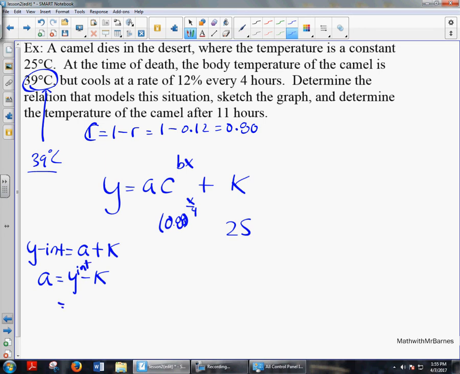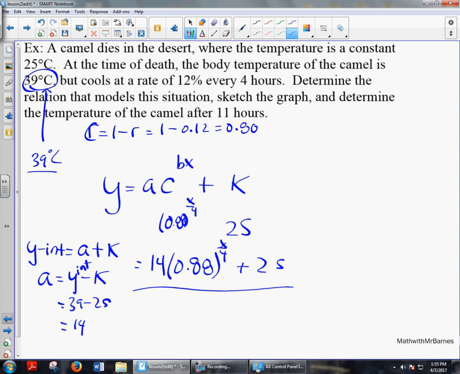So my y is 39 minus 25. So then you do the math on that, and you get your A value of 14. So there it is, 14. You can hear the bell going just in time. We get our formula, guys. So you guys can do the rest of this one.